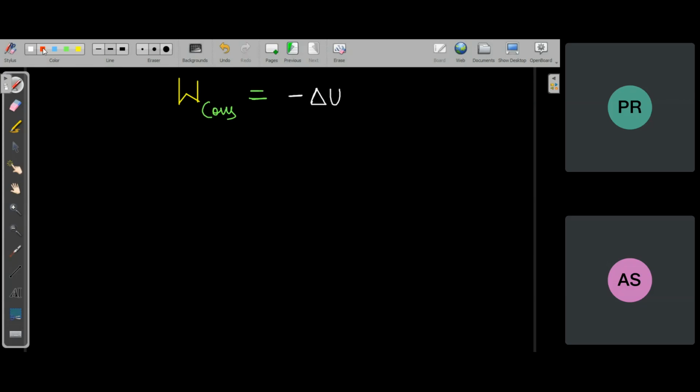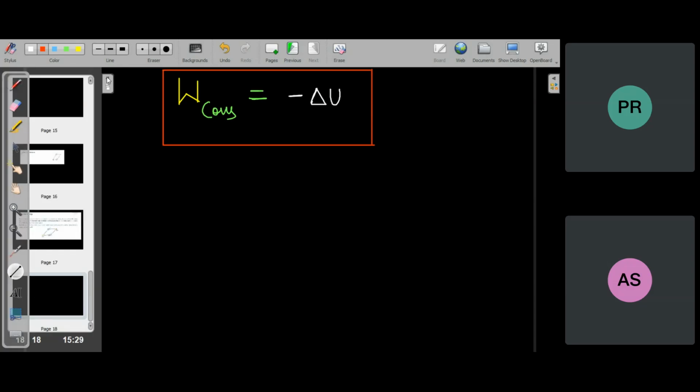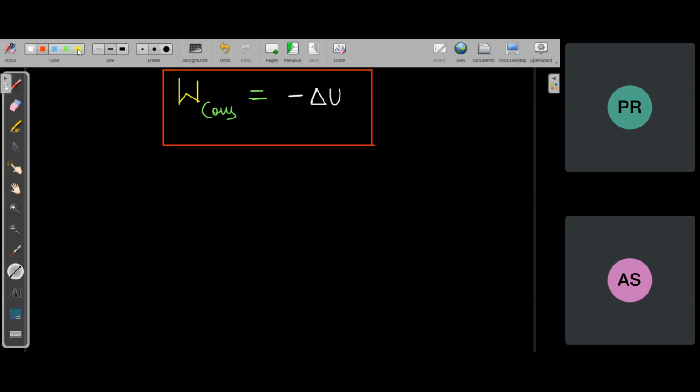This is the most fundamental relation. So all potential energy change can be calculated by this formula only. You cannot calculate the potential energy by this formula. Potential energy has no significance. Only change in potential energy has significance. So change in potential energy and work done by conservative force, this is the relationship between them.